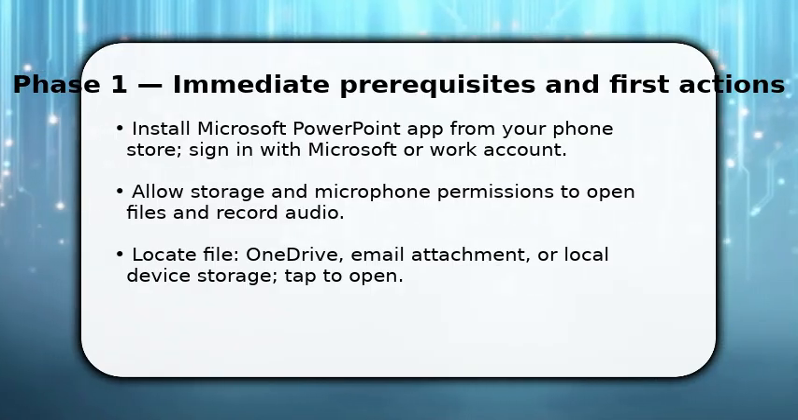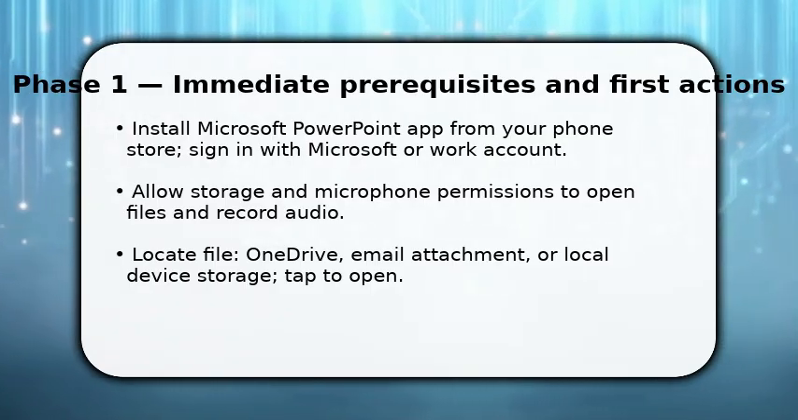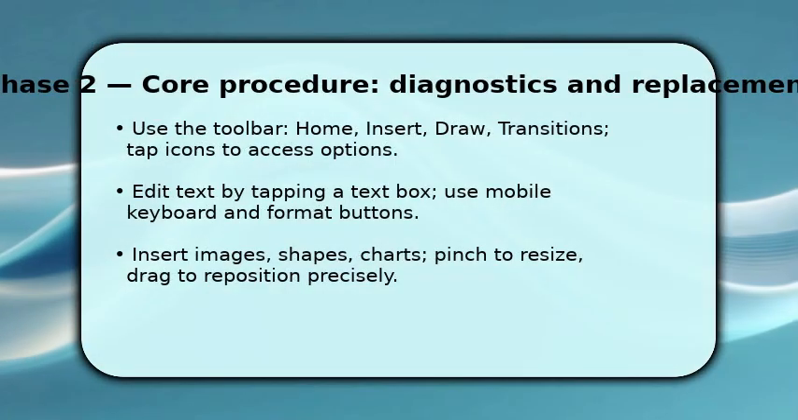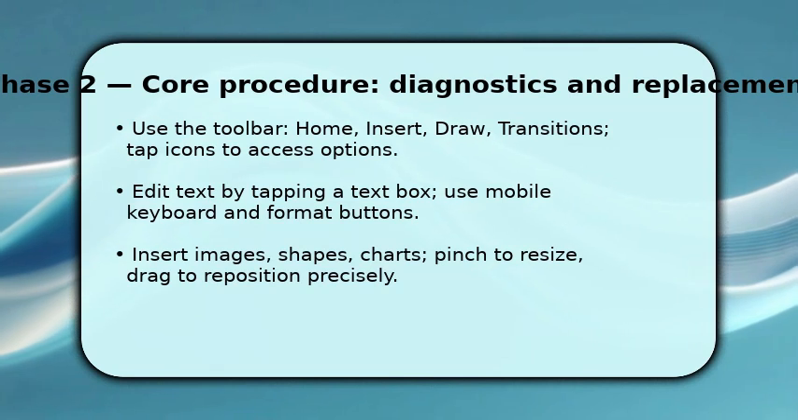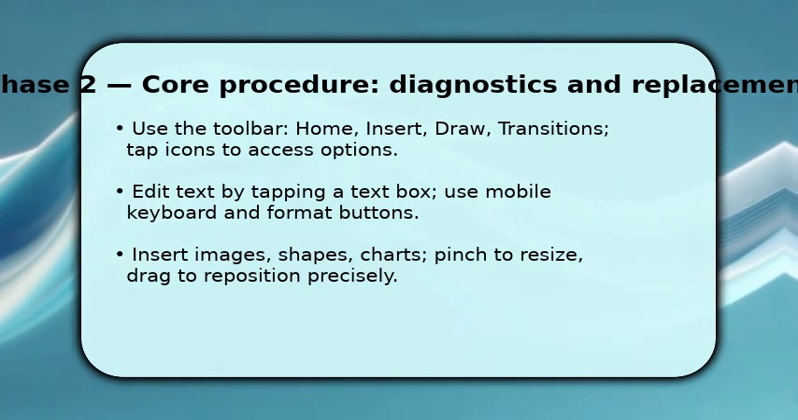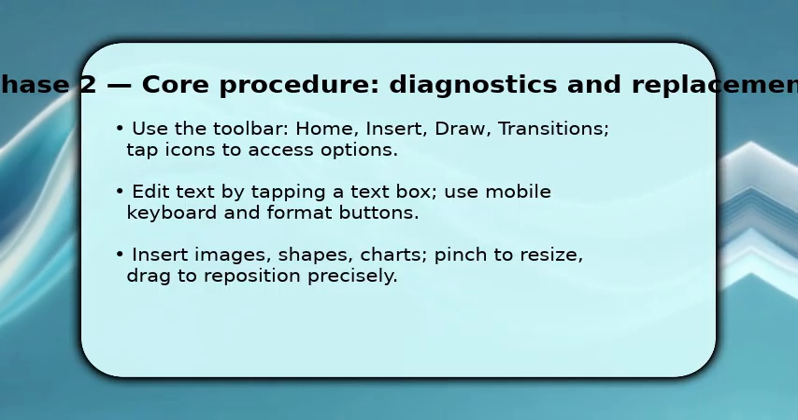Make sure autosave is on if you're editing a cloud file, because that prevents loss and keeps version history in sync. Now you'll edit and format. Tap the toolbar icons, Home, Insert, Draw to reveal mobile-friendly tools. This is where you add text, images, and shapes.